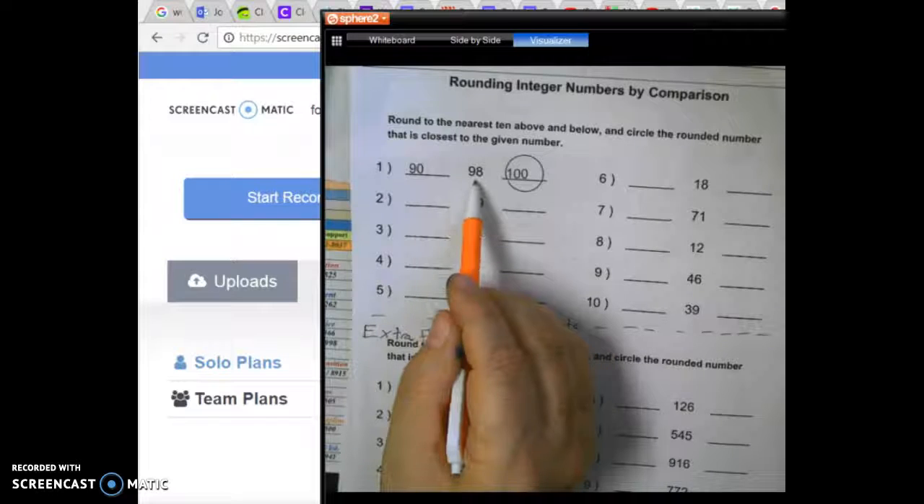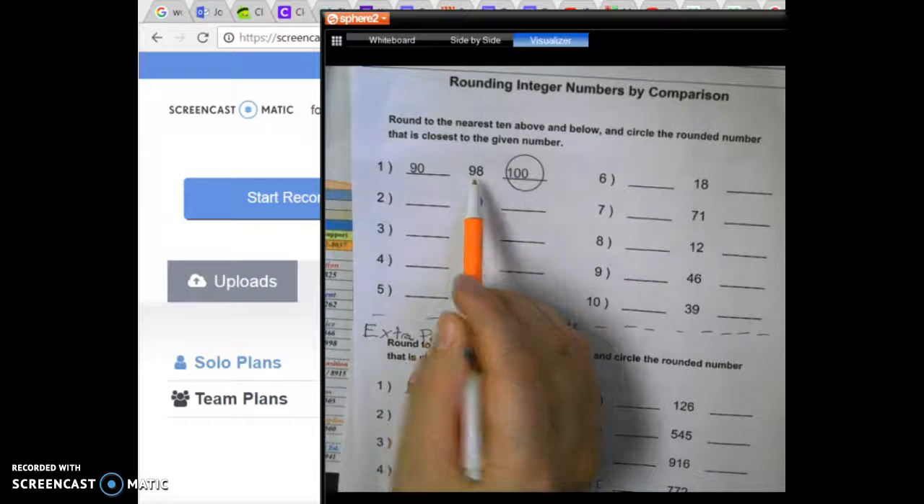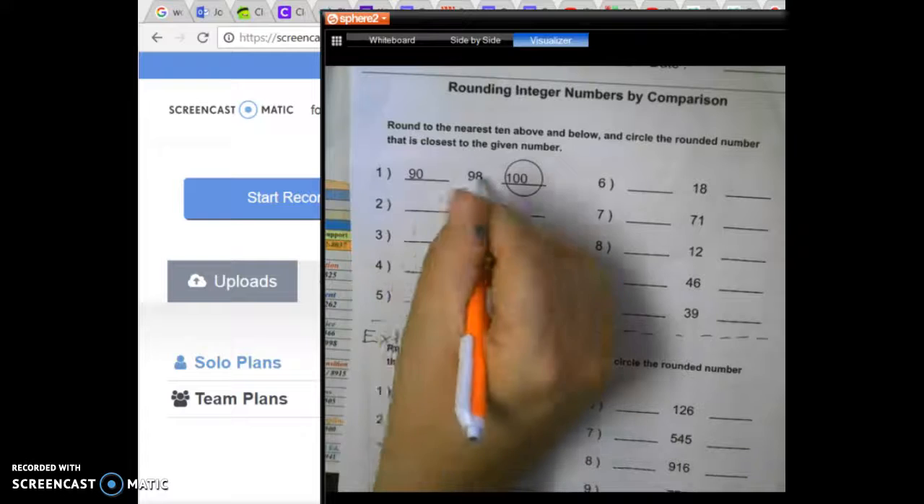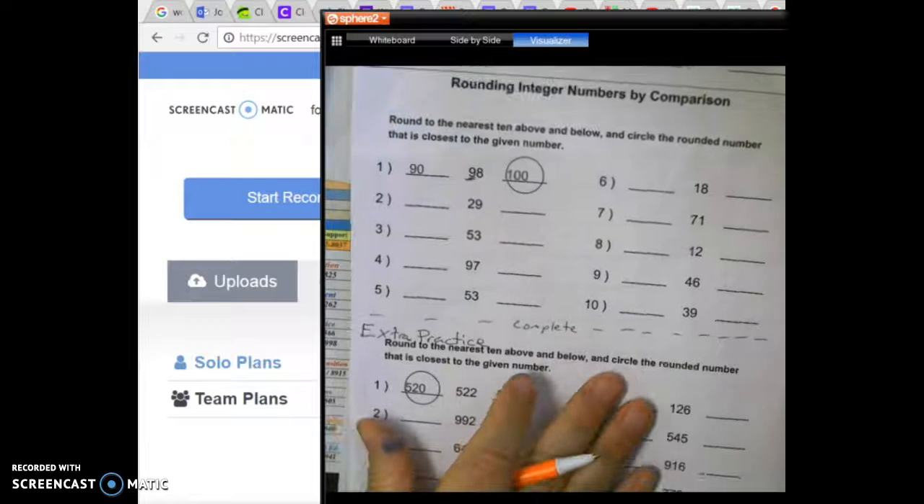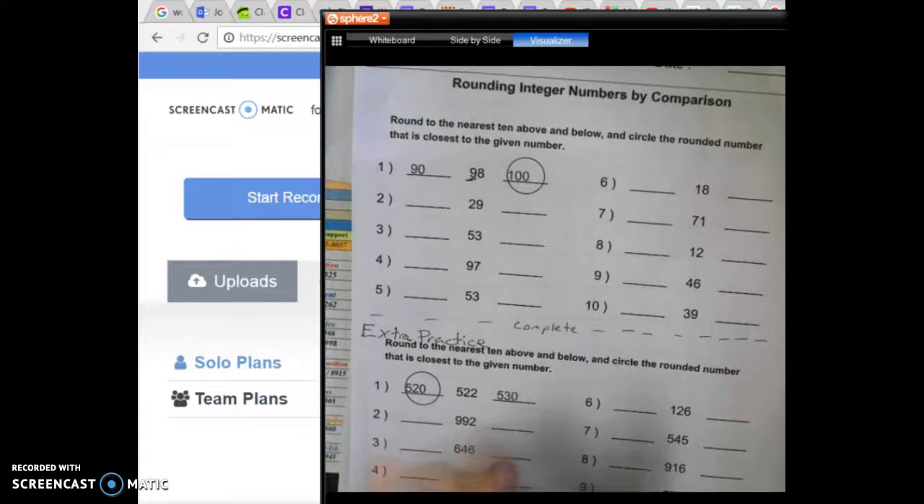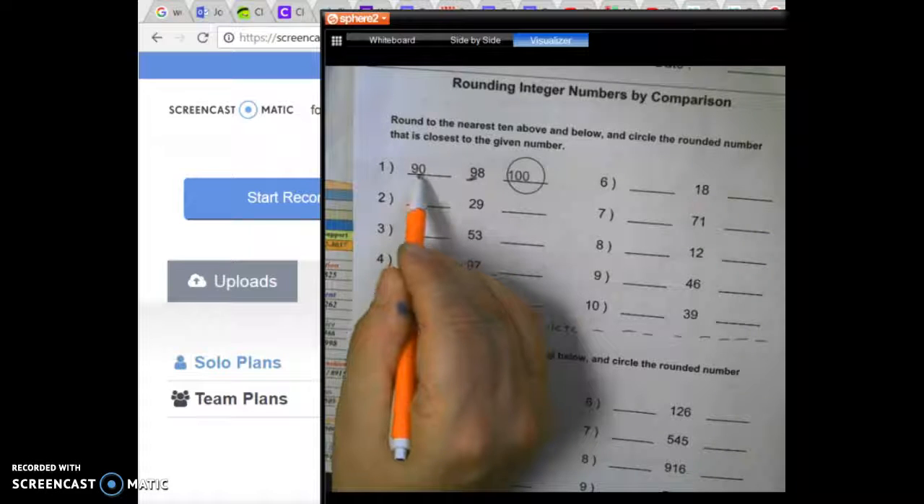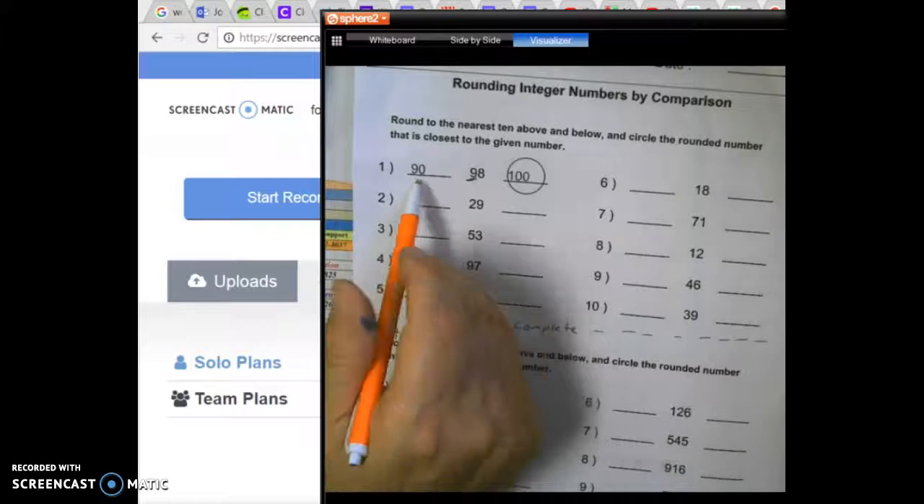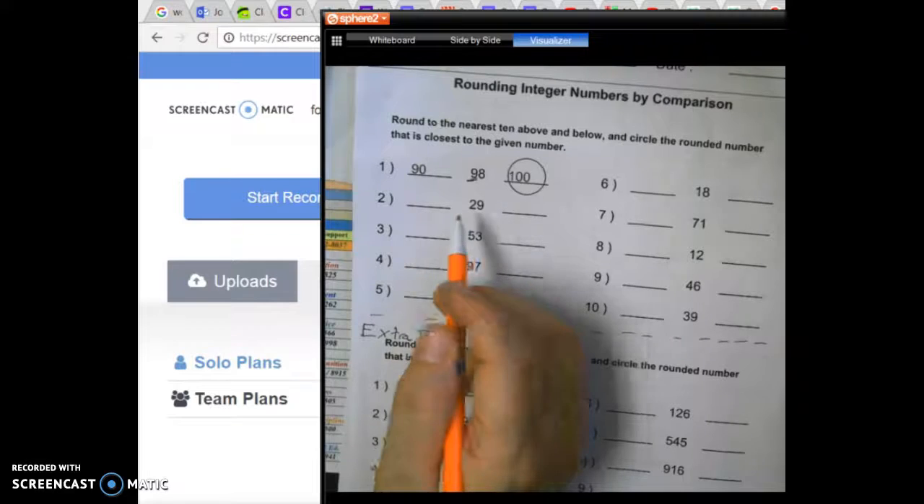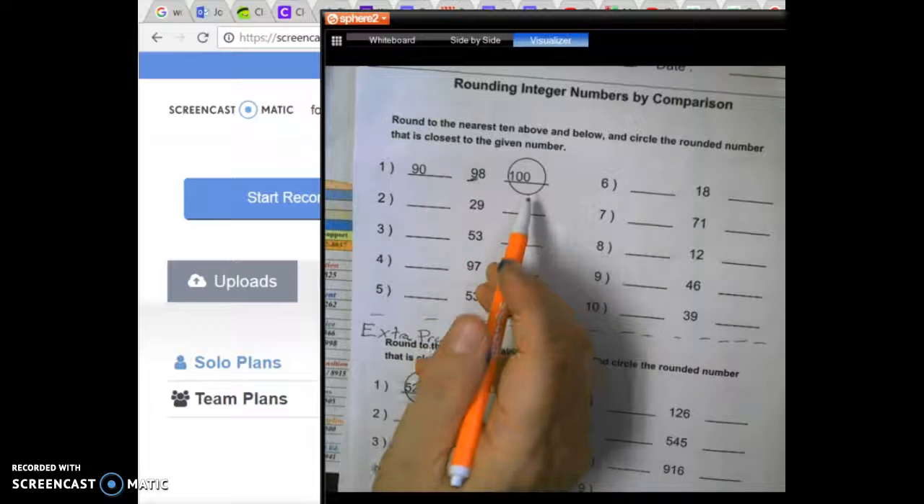Our first number today, number 1, is the number 98. And when we look at that first number, the number in the tens place is a 9. So that tells us that the lower number that we could round to is 90. If you go 60, 70, 80, 90, your next number is 100.